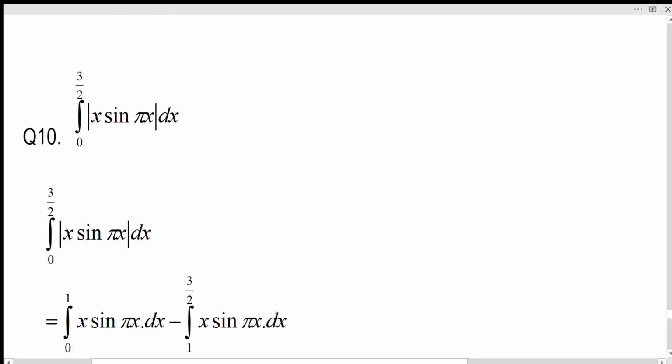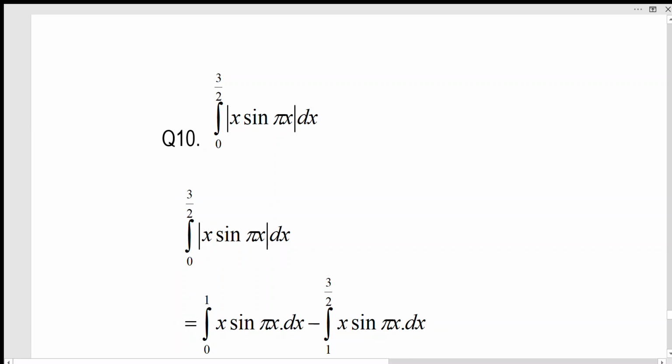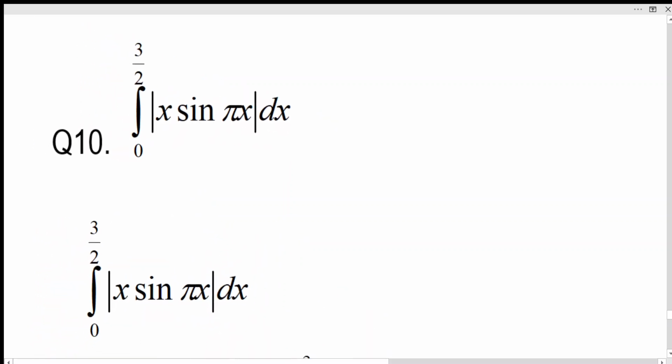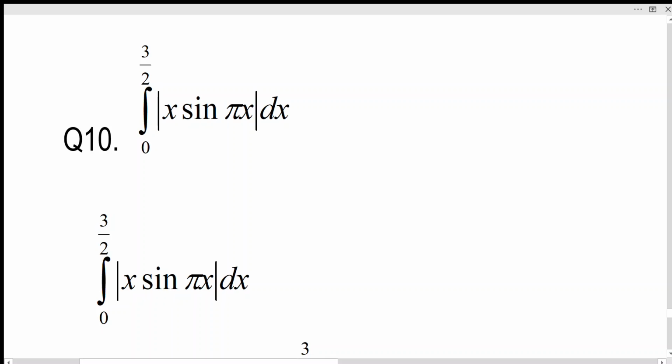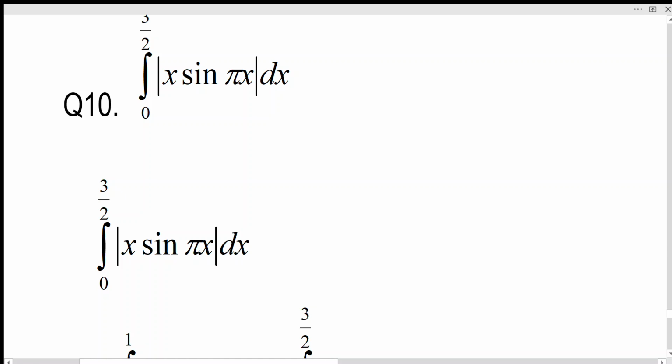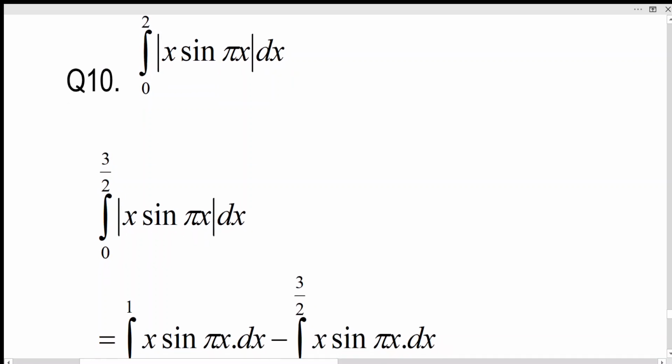Now let's do the last question. The last question is the integral from 0 to 3/2 of x sin(πx). Very, very important question. It is an NCERT solved question asked in board exams, and when they give the question, they put it in the category of HOTS.